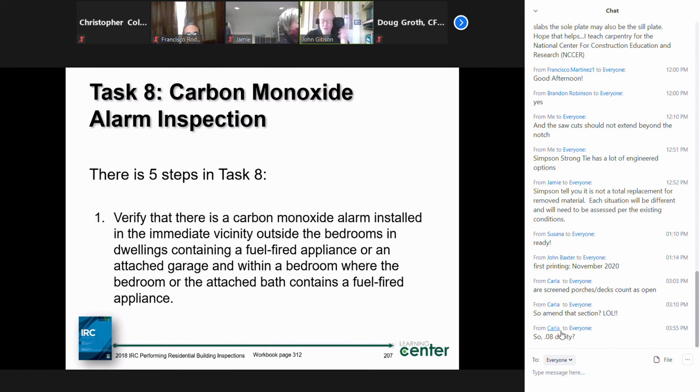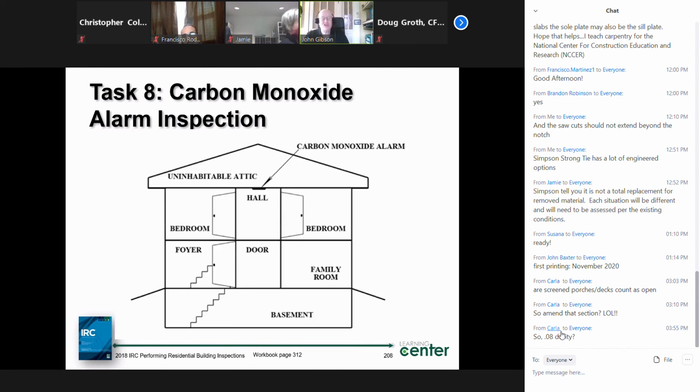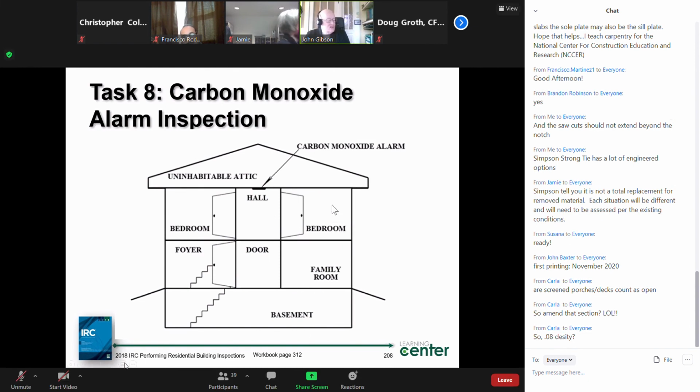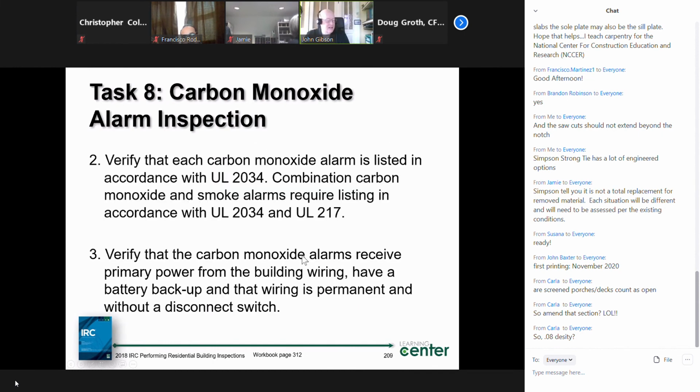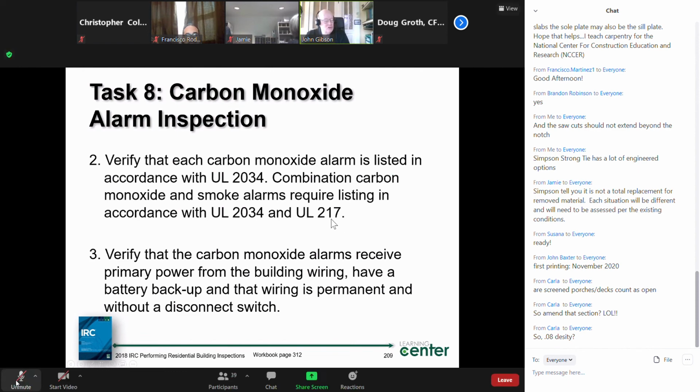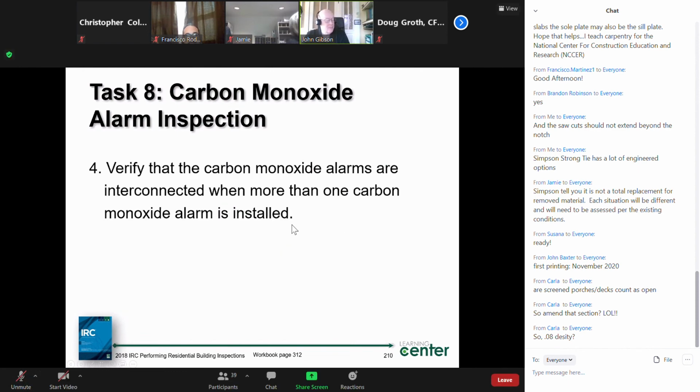So first off, you'd have to know that the appliance was actually allowed to be in that location. So it has to be listed as such. And this is just a practice showing you that we've only got the one alarm, and of course we need them on each level outside the immediate vicinity of the bedrooms. Here's the UL standard for the individual alarms as well as for a system being put in place.